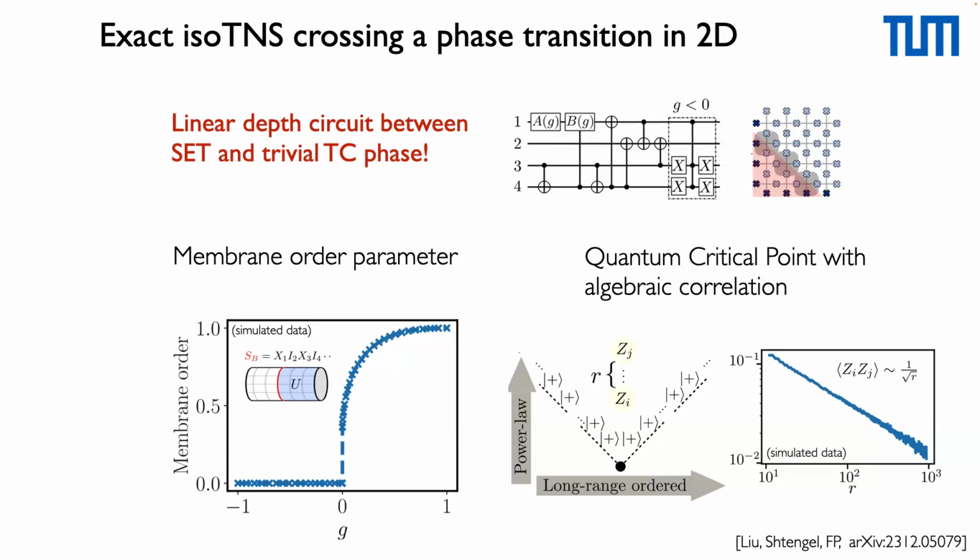Yes? Is there a simple way of understanding why it's a continuous versus discontinuous transition? A symmetry reason or something? I don't know. It's hard.